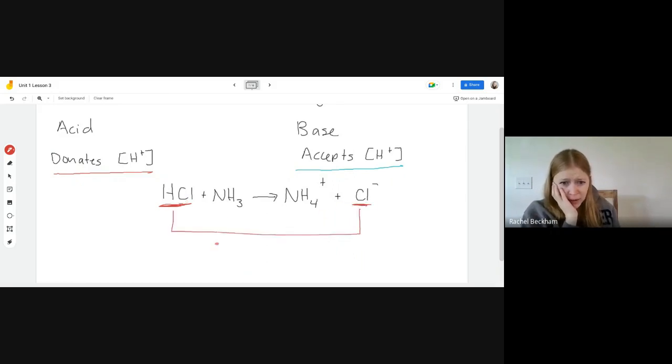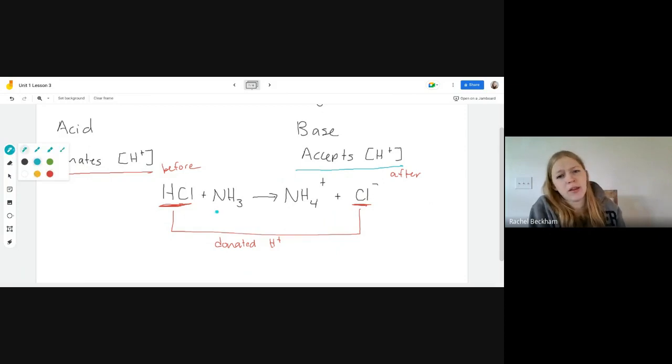So for that to have happened, HCl must have donated H+, right? Because it's like the before and the after. So do you see how it donated H plus? And now let's look at the NH3. NH3 went to NH4 positive, so it accepted H plus. This is called a Bronsted-Lowry acid and base. It's kind of similar to Arrhenius, except that the base is defined a little bit differently. It's defined as accepting H plus.